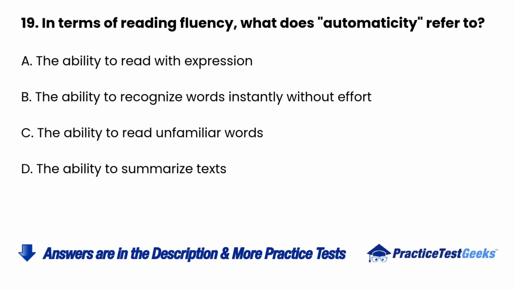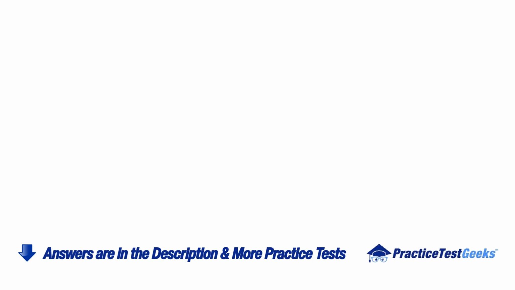19. In terms of reading fluency, what does automaticity refer to? A. The ability to read with expression. B. The ability to recognize words instantly without effort. C. The ability to read unfamiliar words. D. The ability to summarize texts.